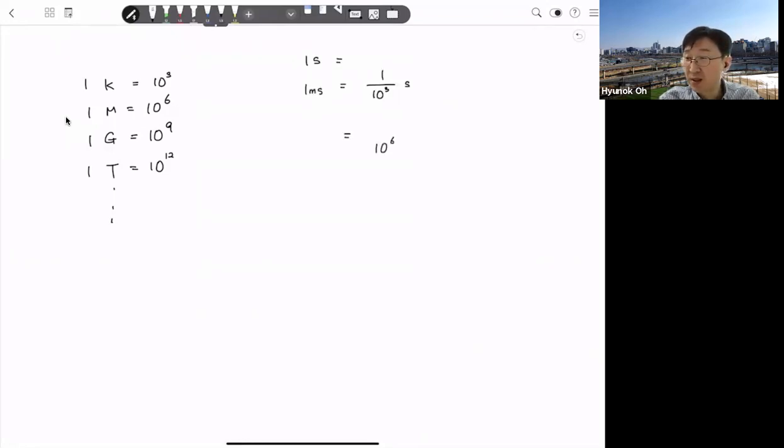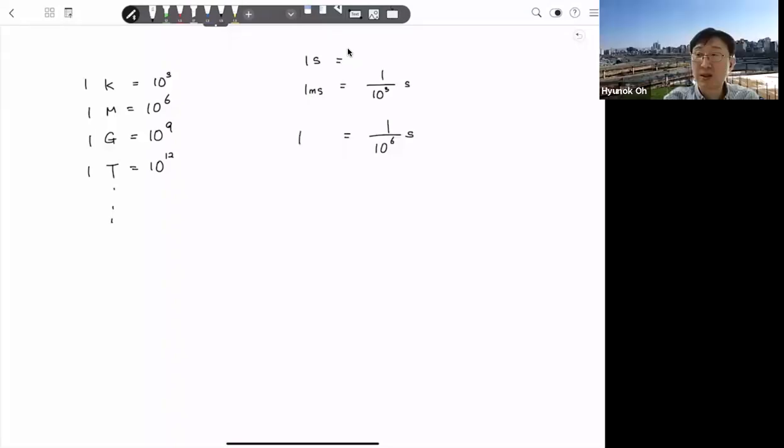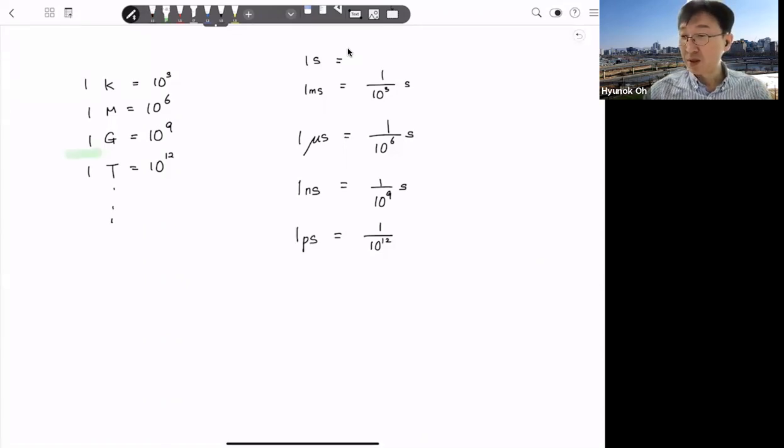What is 1 over 10 to the 6 second? It is called 1 microsecond. 1 over 10 to the 9 second is called 1 nanosecond. 1 over 10 to the 12 second is 1 picosecond. Okay, so at least you have to remember these.